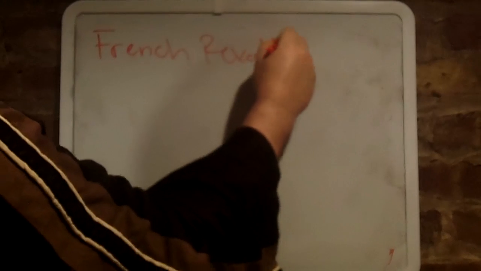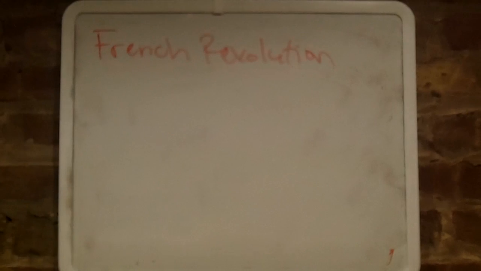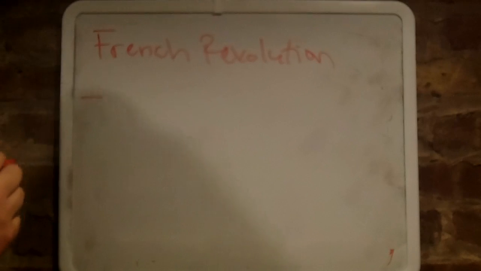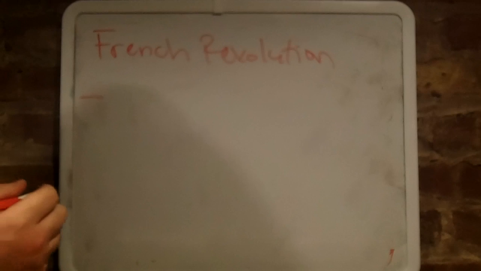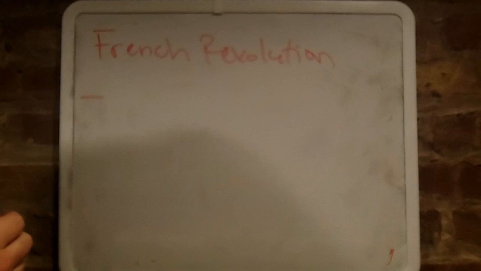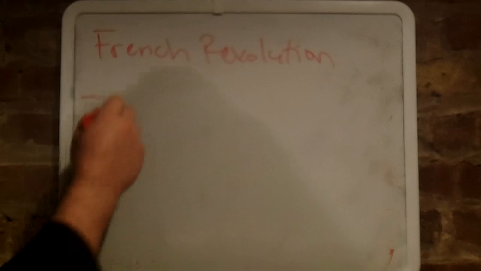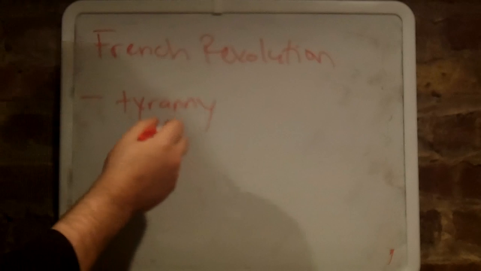So France had come out of the Middle Ages as a unified nation out of all the smaller squabbling kingdoms it had been in previously. The cause of the French Revolution was that the king of France at that time, like his predecessors, had been taxing people and abusing his authority and being a tyrant. So the tyranny of the monarchy was the main cause.